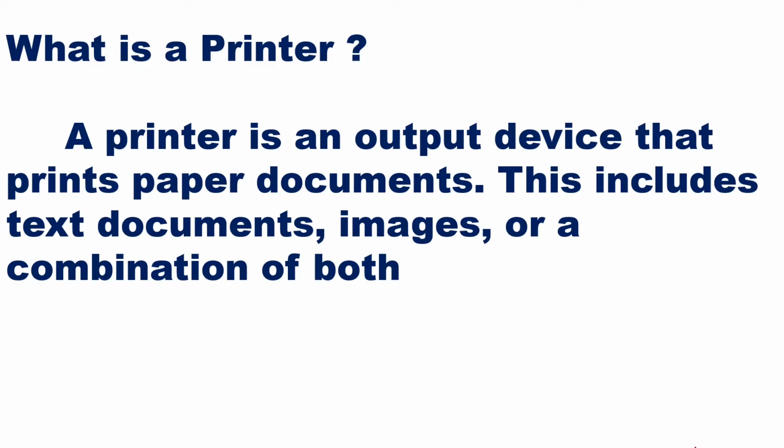Initially, what is a printer? A printer is an output device that prints paper documents. It is obvious because we use printers in our labs, companies, factories, offices, households, everywhere. A printer is an output device that prints paper documents. So you can see a printout coming out. This includes text documents, images, or a combination of both. So many things we can print.